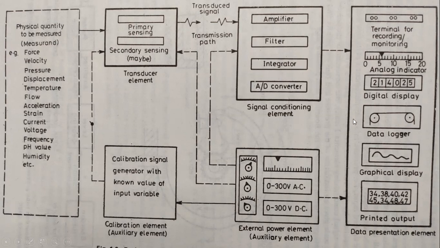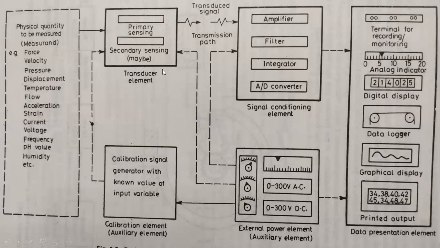Then this is followed by the data presentation element, which we are seeing here. The data presentation element gives the information of the measurand or the measured variable in a quantitative form. You can connect a terminal for some recording, and this is an analog indicator clearly showing the value. Here you have a digital display. Then you have a data logger for logging the data with respect to time. Then you have a graphical display, which we call a recorder. And then we have a printed output. So these are all the different forms of data presentation elements in the generalized measurement system.